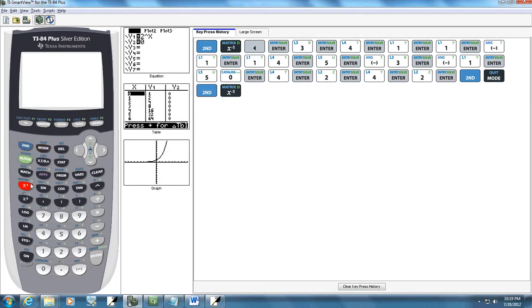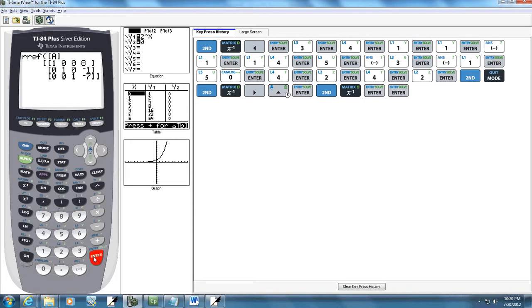So I go back to matrix menu, second, x and negative 1, right arrow to math, up arrow to RREF. Now make sure you choose the one with 2 R's, otherwise you get the wrong answer. Do enter on it. Go back in my matrix menu, second, x and negative 1. That's actually the inverse button. Enter on A, and enter again.